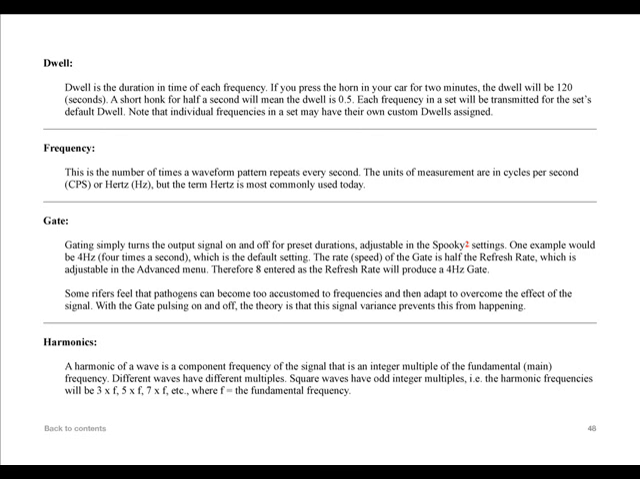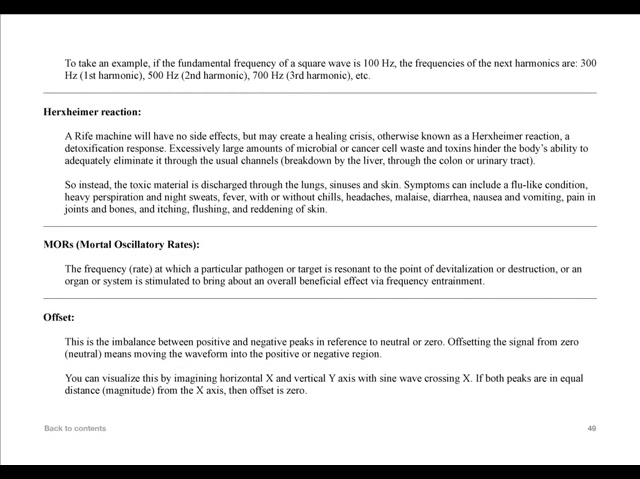To take an example, if the fundamental frequency of a square wave is 100 Hz, the frequencies of the next harmonics are 300 Hz, first harmonic; 500 Hz, second harmonic; 700 Hz, third harmonic; etc.